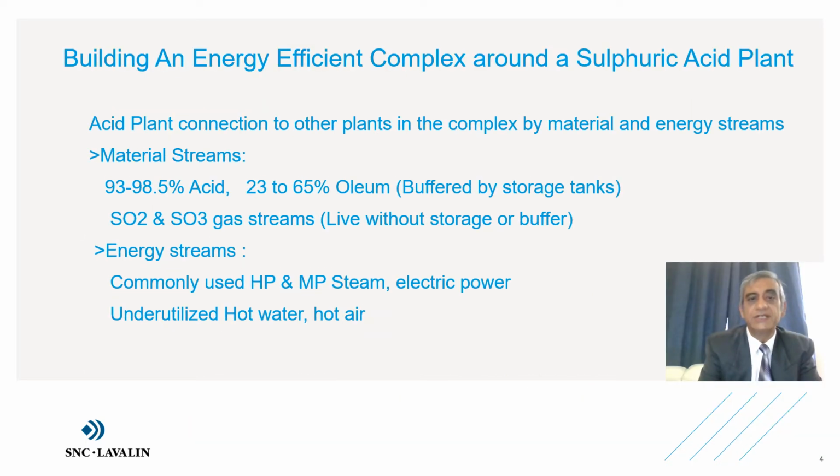Acid plant connection to the other plants within the complex is by material and energy streams. Material streams consist of 93 to 98.5% acid, 23 to 65% oleum. These are liquid streams buffered by storage tanks. That means a disturbance on the producing side does not have an impact on the consuming point.